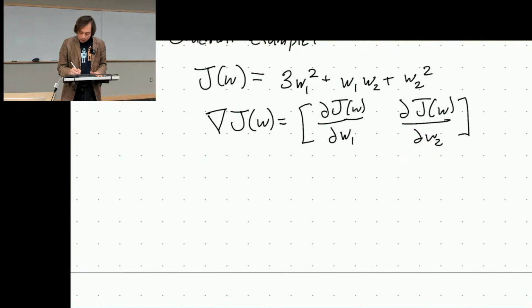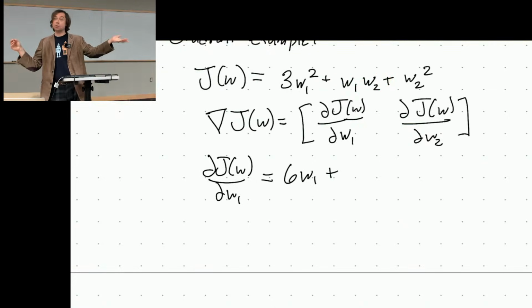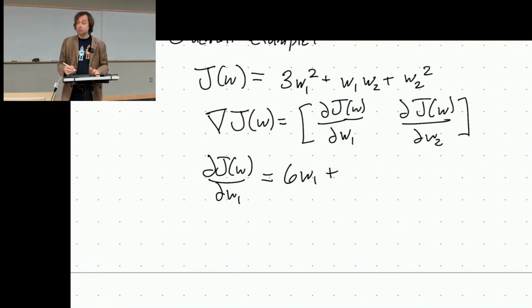So, partial J of W with respect to W1. Here on this term, W1 is there. It's squared, so it's going to be 6W1 plus, this term here, W1 is multiplied by W2, which we treat as a constant. So it should just be the constant W2, and plus that's a constant with respect to W1, so 0.